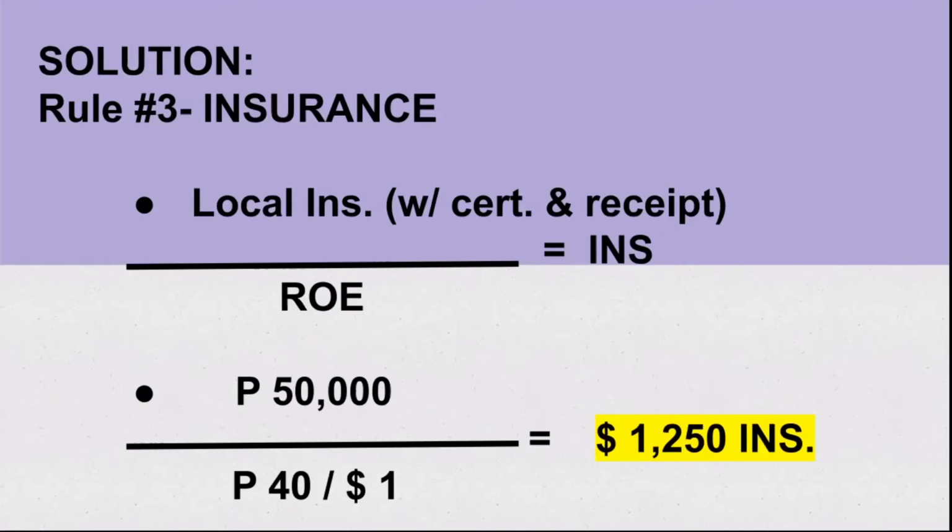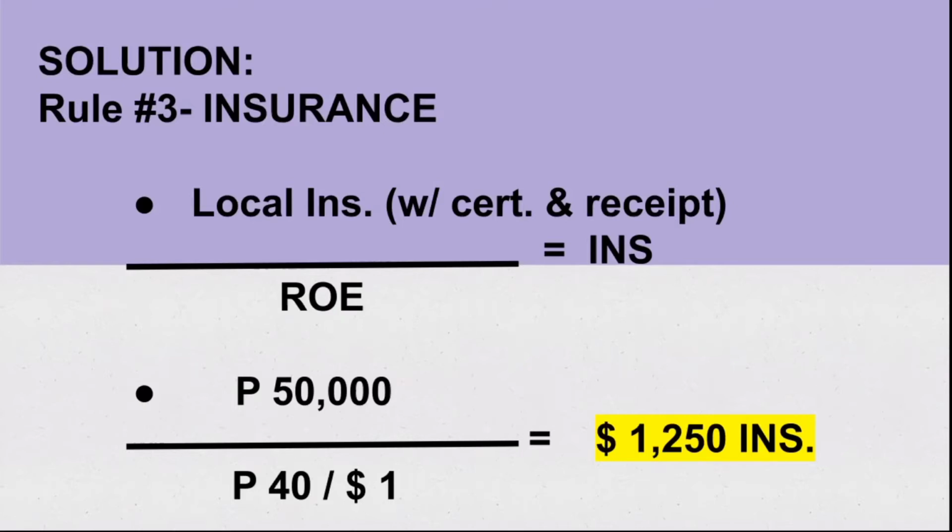So ang atong local insurance is 50,000 pesos. I-divide nato sa rate of exchange nga 40 pesos or $1, and then we have the dutiable insurance nga $1,250, and that's the answer of this problem.